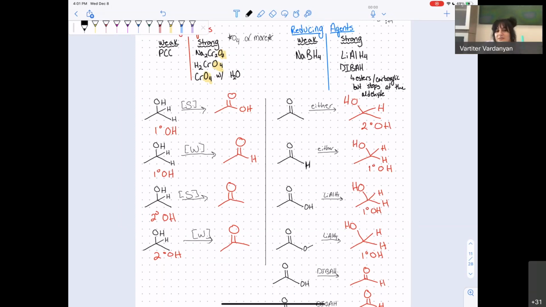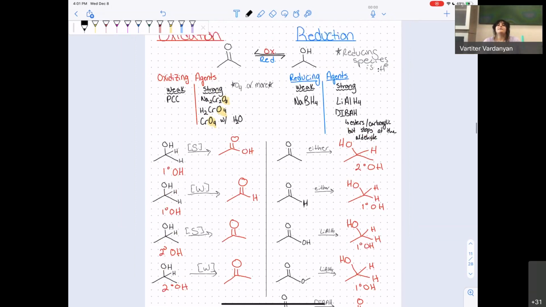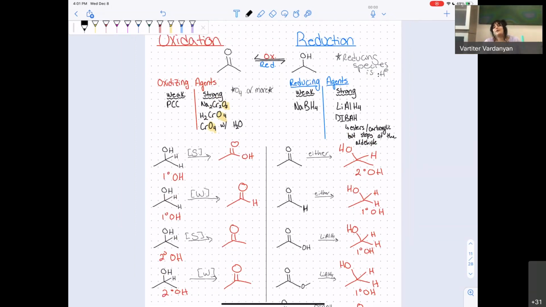Okay, yes, so we are in 11 and 12. This one's kind of like a mix between the two. Oxidation reduction. I was going to wait for you guys to sign in, but I am impatient. So we're just going to do the thing. Oxidation, making more bonds to oxygen. Reduction, reducing the number of bonds to oxygen. So they are complete opposites.